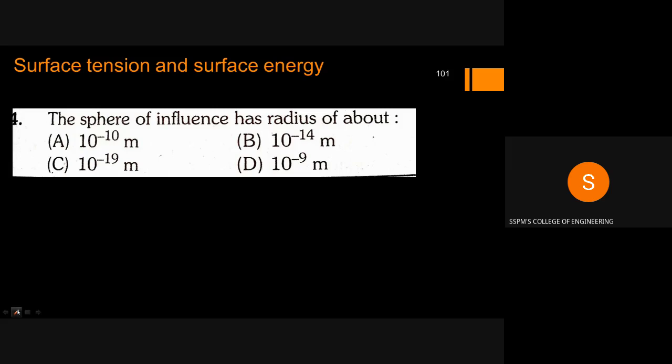Now next we will solve the problem on the surface tension. Okay, so refer to the first problem on the surface tension.